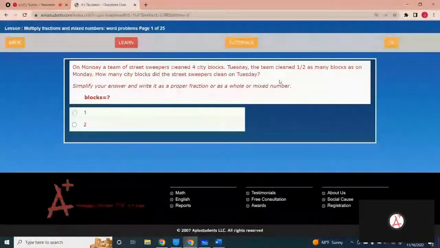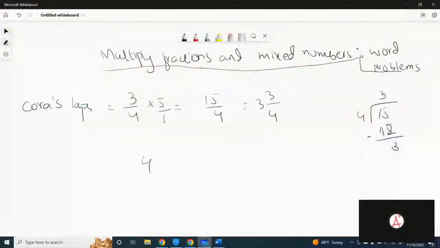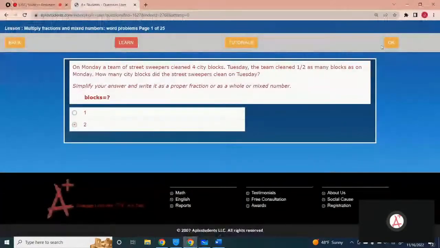It's okay if you don't see the same example questions. You can just go to the test, because in the test we have the same questions. On the tutorial we have different ones. Okay, so you have to calculate half of 4. So you have to do 4 times 1 over 2. Just multiply numerator times numerator and denominator times denominator. It would be 4 times 1 is 4 and 2 times 1 is 2. When you divide, the answer is 2. Got it? That means half of 4 is 2. So on Tuesday they cleaned just 2 blocks. Got it?